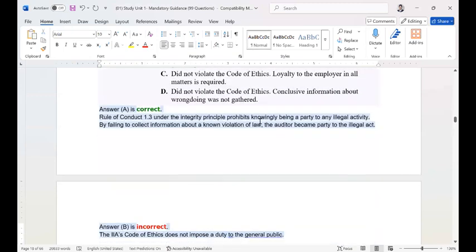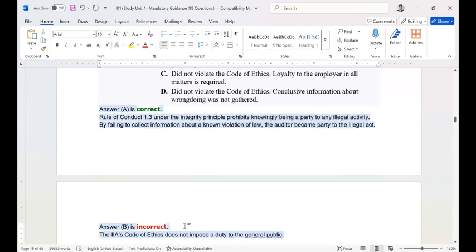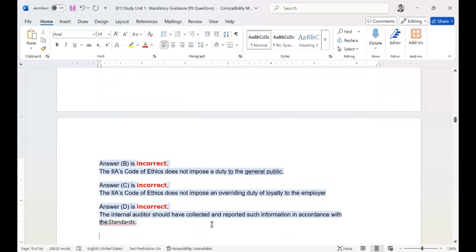Can you see this here? You look at the principle of integrity in your handout. Under that, there are certain rules of conduct. There it says it prohibits knowingly being a party to any illegal activity. You must abide by all the laws and regulations. By failing to collect information about a known violation, he is becoming a party, aiding and abetting.